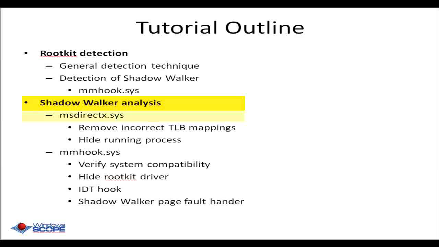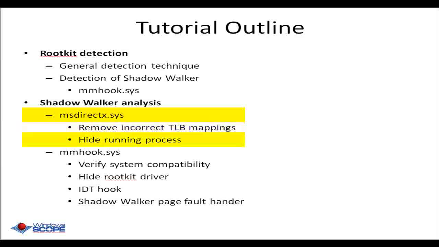Our analysis will include looking at the two rootkit drivers, msdirectx.sys and mmhook.sys. We will begin with msdirectx. This driver is a modified version of the FU rootkit and has two main responsibilities. First, it must be able to remove the incorrect address mappings put in the data TLB by ShadowWalker. This will guarantee that only the rootkit can get access to its true data. Second, it must locate and unchain a malicious running process from the process list. This makes the process invisible to the operating system and in turn the user.